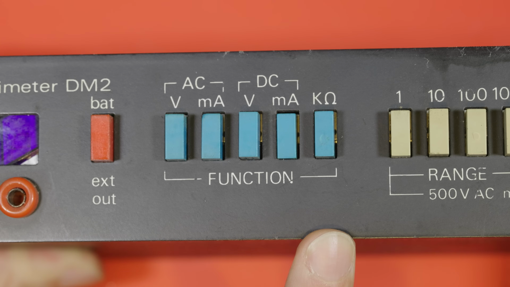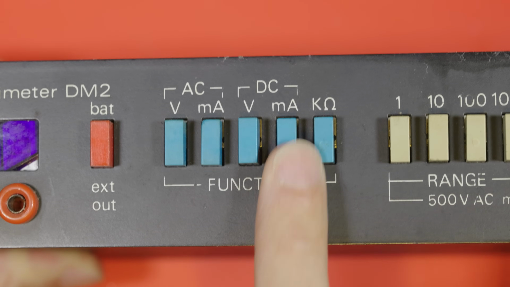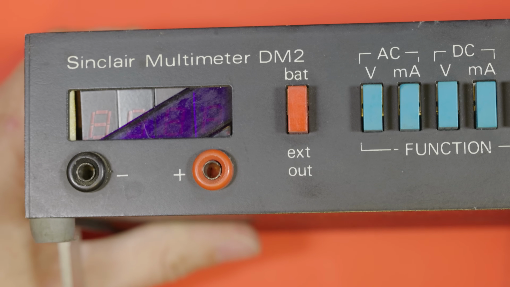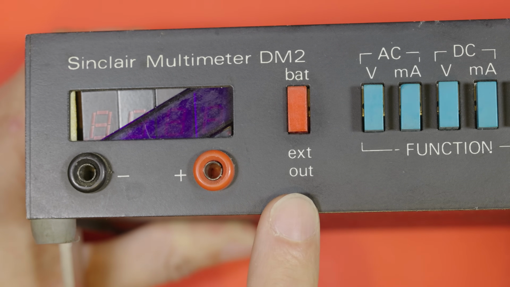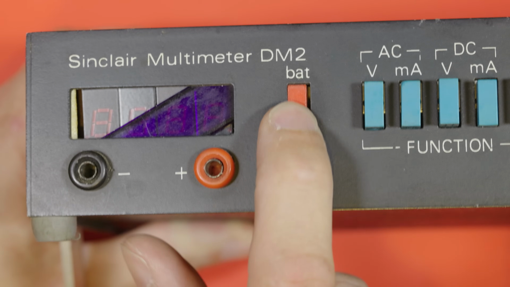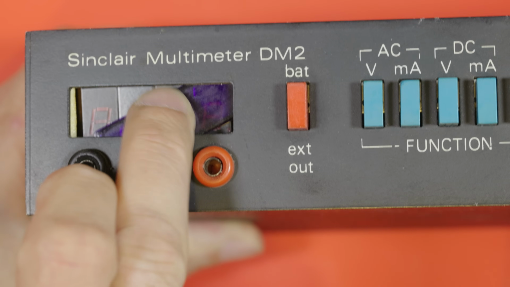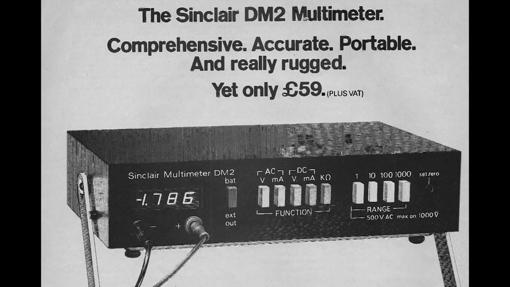These buttons are all fantastic, I love the colours, the functions are all blue, the ranges are beige or grey, and we have a switch here for switching between battery power with an internal battery or an external power supply, just by pressing that red button there. On the front as well we have the sockets for our probes and the output here, which is 4 7-segment LED displays.